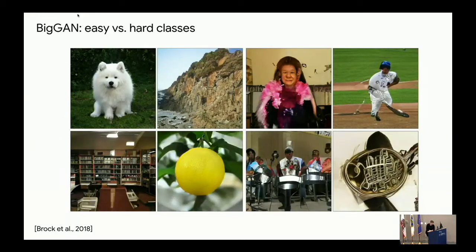And then this is just some things that the BigGAN still struggles with. On the left, these are easy classes where there's a lot of texture or things are centered right in the middle. It does a really good job there. But generating people and really complex intricacies, we're not quite there yet.